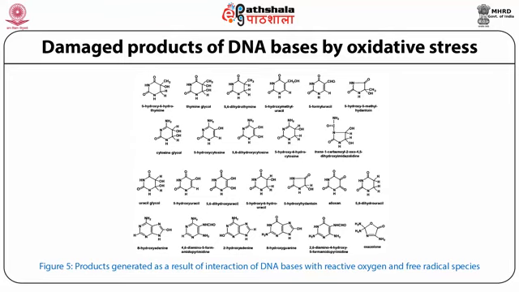Deficiency in the repair of these modified bases results in transversion mutation. When a DNA strand with such modified nucleotides is replicated, the 8-oxo-G can base pair with either cytosine or adenine, causing a GC to TA transversion. Thymine glycol has a cytotoxic effect on the cell due to its inhibitory effect on DNA replication.